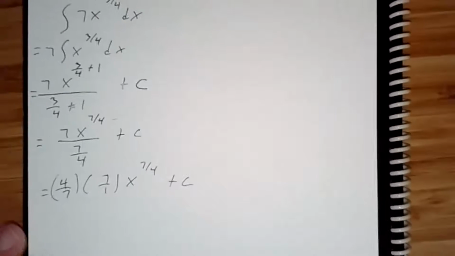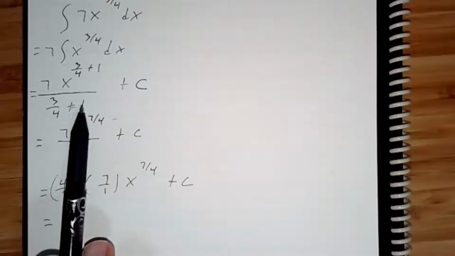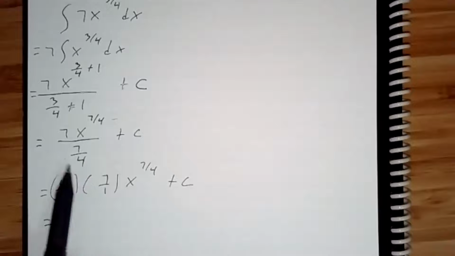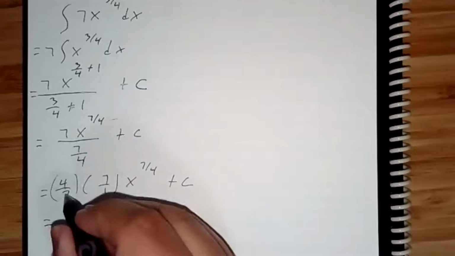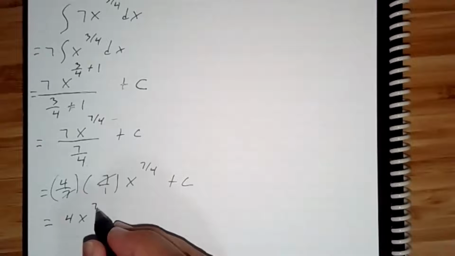No big deal so far, or what are you guys doing? Still following me? Okay, I might need you to repeat it a little bit. So 3/4 plus 1, you get this common denominator, right? That gets us 7/4. When you divide by a fraction, you gotta flip and multiply, right? Right. Then these will cancel, leaving me with the 4, and that's it. Okay, good.